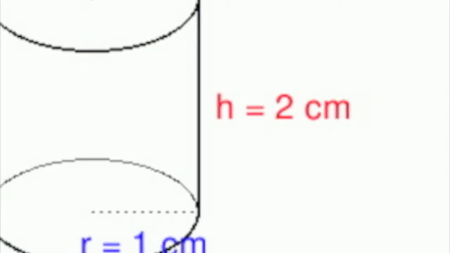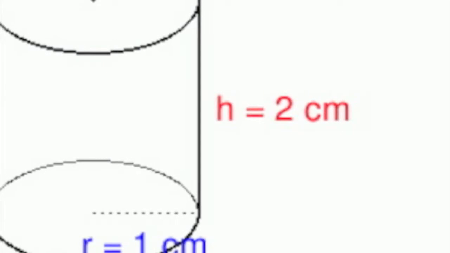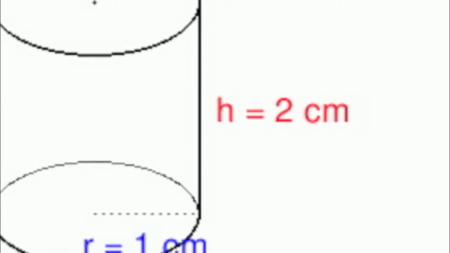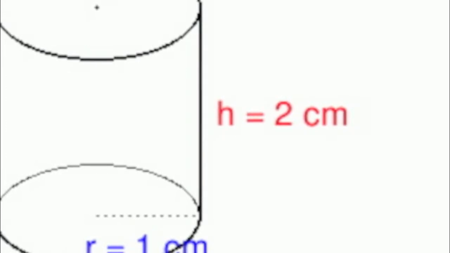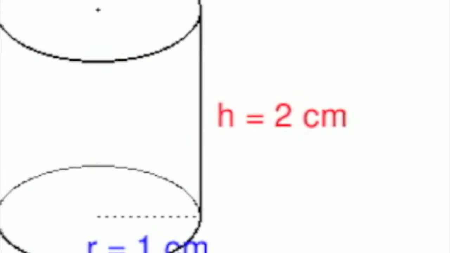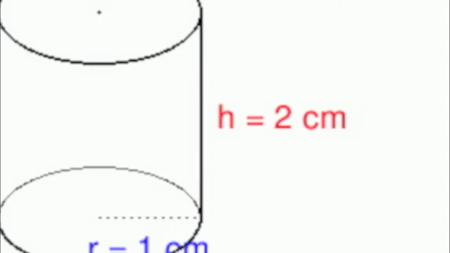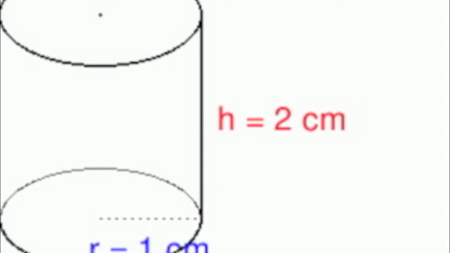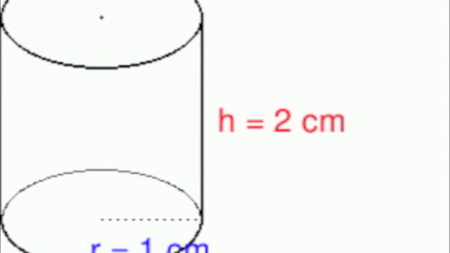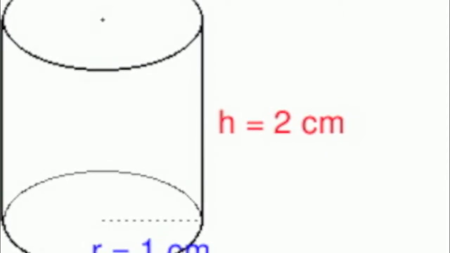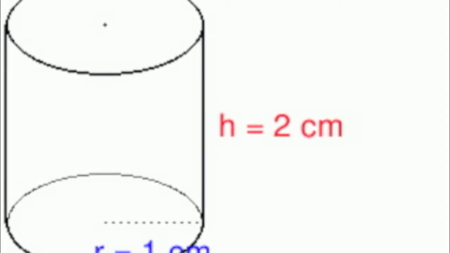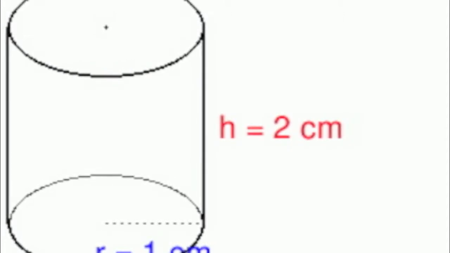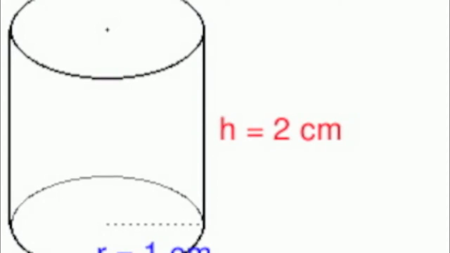In this problem we are given a cylinder. We can tell it's a cylinder because it's a three-dimensional object with two circular bases. We are given the height and the radius. The formula for a cylinder is pi r squared times the height. By plugging in the radius and the height, we can find the volume of the cylinder. To plug it in, we get pi times 1 squared times the height, and plugging in these numbers will give us the answer.